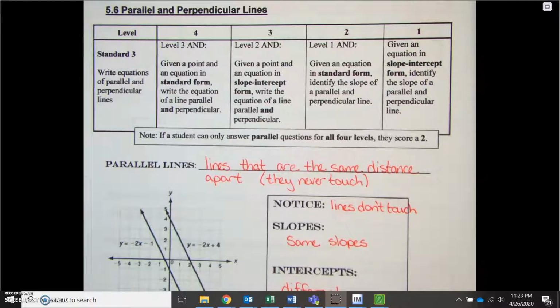The first definition is parallel lines. Parallel lines are lines that are the same distance apart. So think of railroad tracks. Those are the same distance apart no matter where you're at on the railroad track, no matter if you're on a railroad track on the East Coast or the West Coast, they're always the same distance apart. That means that parallel lines will never touch.